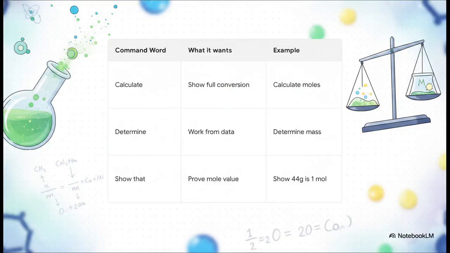Now, real quick, to make absolutely sure you pass your exams with flying colors, here is an insider guide to what those tricky test questions are actually asking you to do. When an exam uses the word calculate, they want to see your full factor label method written out. If they say determine, it usually means you need to pull data from an experiment to work out the molar mass yourself. And if they say show that, well, they are already giving you the answer. Your job is just to mathematically prove how they got there.